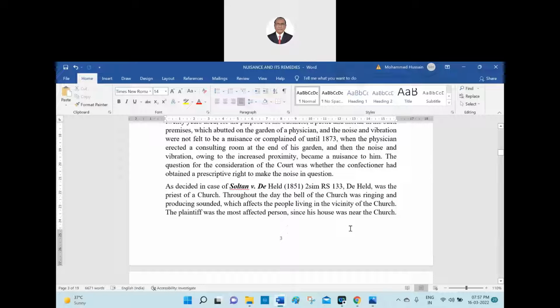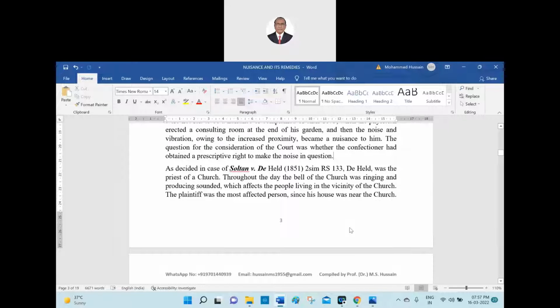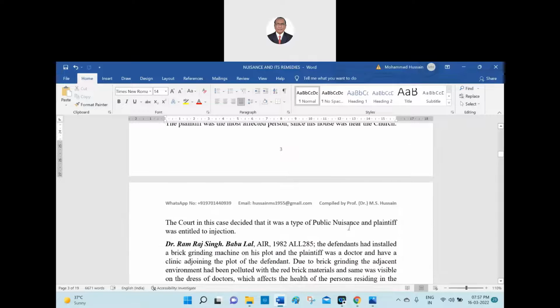A decided case, Soltau versus De Held, is another case law. The priest of a church was ringing the bell of the church throughout the day. Can anybody ring the bell throughout the day? No, sir. Only in the morning you can ring it. But this churchman was ringing the bell throughout the day, producing sound which affected the people living in the vicinity of the church. The plaintiff was the most affected person since his house was near the church, and the court in this case decided that it's a type of public nuisance and the plaintiff was entitled to an injunction.